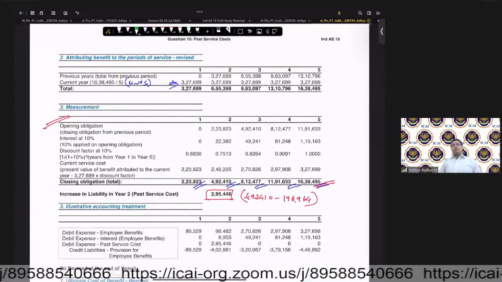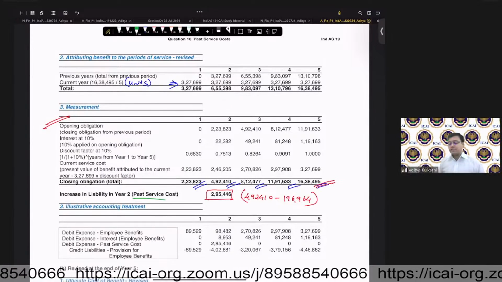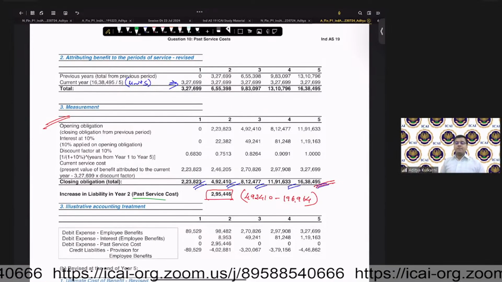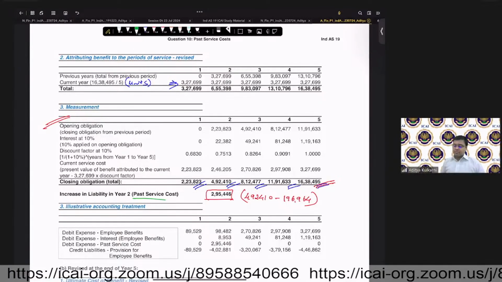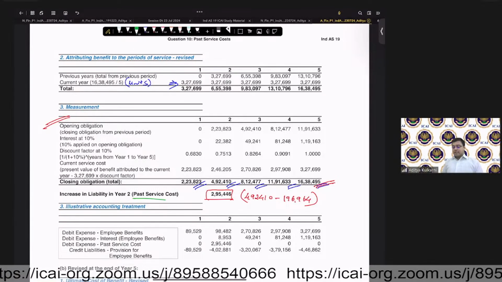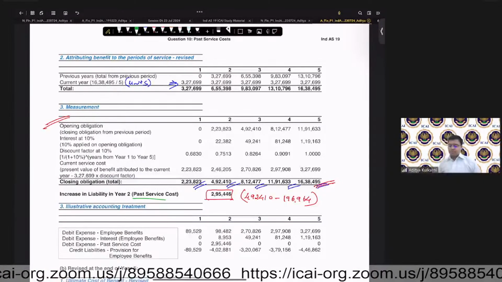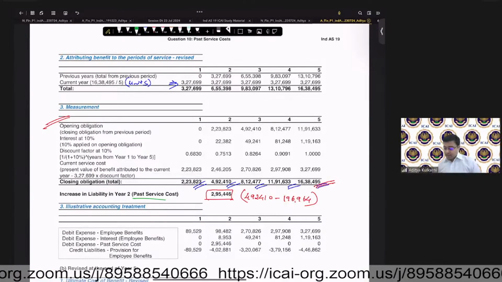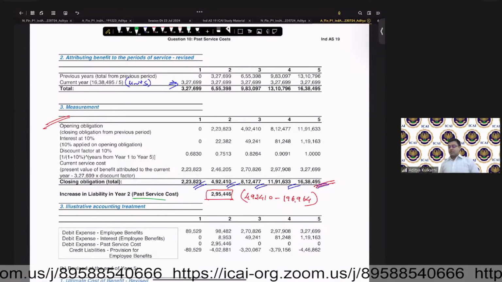So therefore, it is not only the current service cost, this becomes the past service cost. Are we okay with this? Past service cost. 2,95,446 becomes my past service cost.